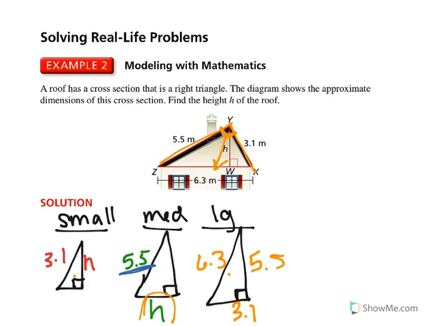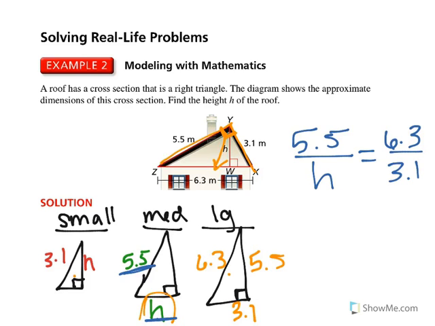So I'm going to put 5.5 over h. I'm going to set that equal to 6.3 over 3.1. Okay, so I went 5.5 to h, 6.3 to 3.1. And then I'm going to do cross multiplication. Okay, so I'm going to get 5.5 times 3.1, and that's going to equal 6.3 h.